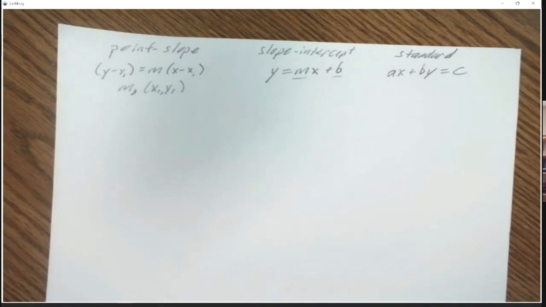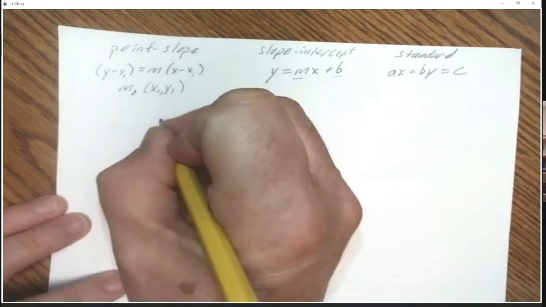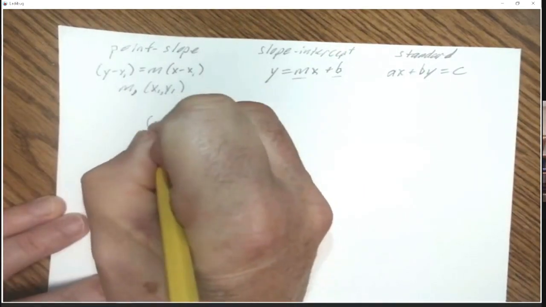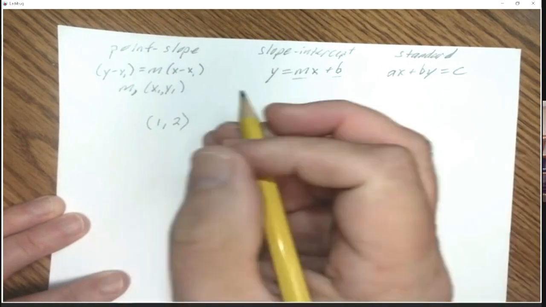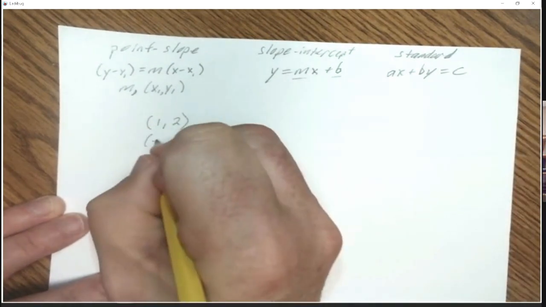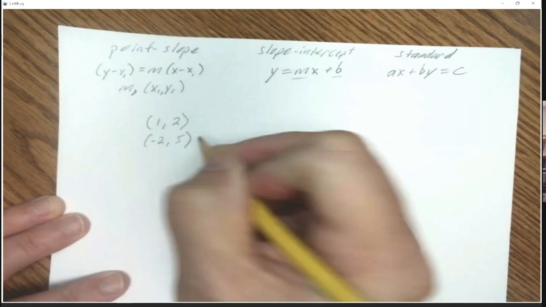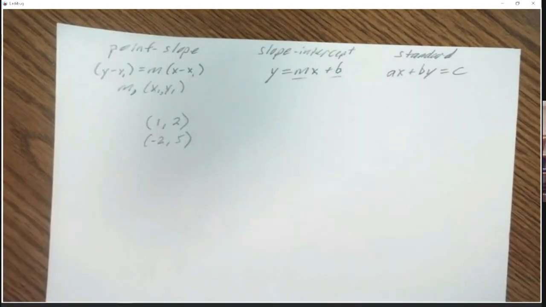So let's say we just have 2 points. We don't have a slope at all. So let's give ourselves 2 points here. Let's say we're going to have the point (1, 2), and we're going to have the point (-2, 5).